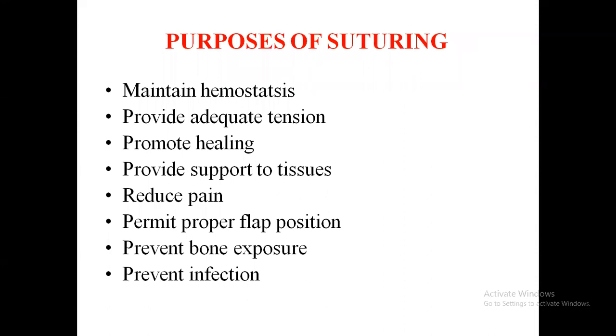The main purposes of suturing are to maintain hemostasis. Hemostasis means what? Who can tell what is hemostasis? Balancing the environment, maintaining equilibrium. See, whenever we have an open wound, blood flow is there. Our main motive will be to stop the blood flow. To control that loss of blood, we suture up so that the blood loss will be less. That is one of the purposes of suturing.